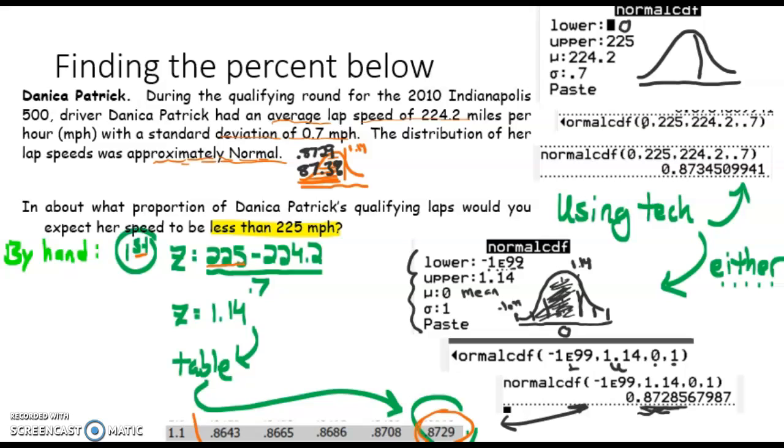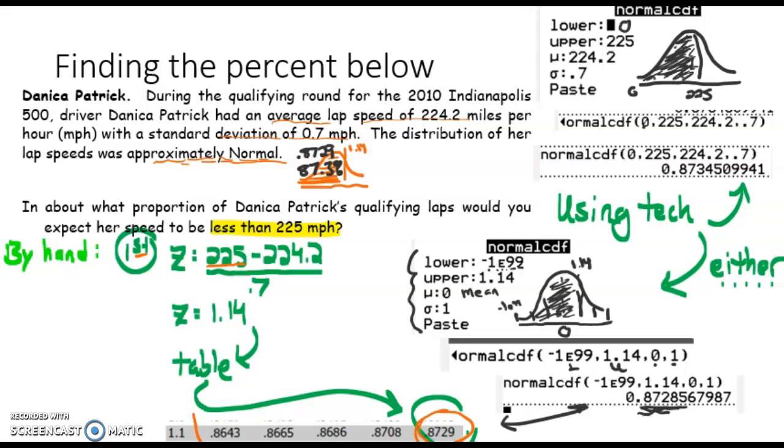So again, here we go. Her speed was 225, and that's going to be the upper boundary. Lower boundary is going to go all the way down to 0, because in my mind I'm thinking, well, you can't get any less than 0. So I'm going all the way down to 0 for my lower boundary, and I'm going to go ahead and put in the mean just the way it is, 224.2, standard deviation 0.7.